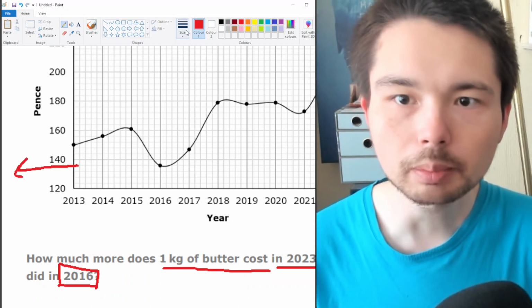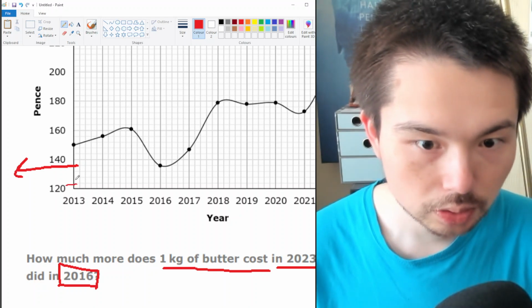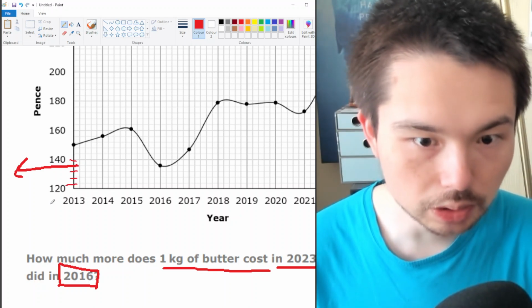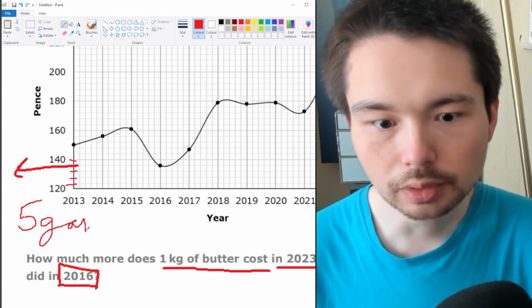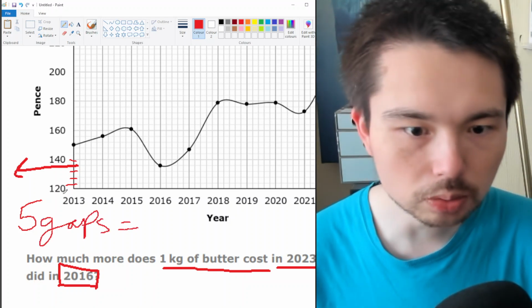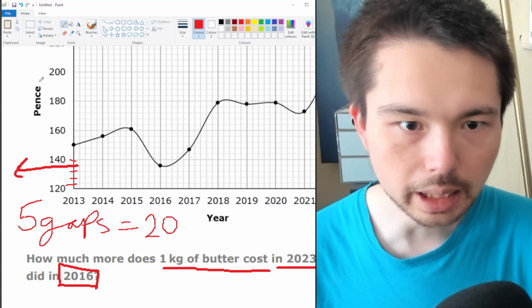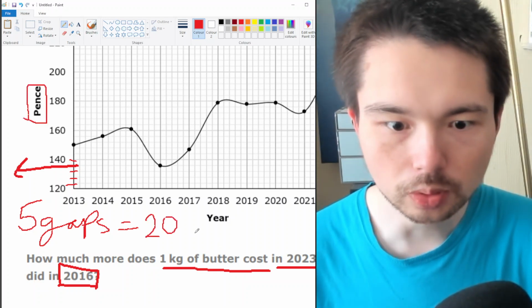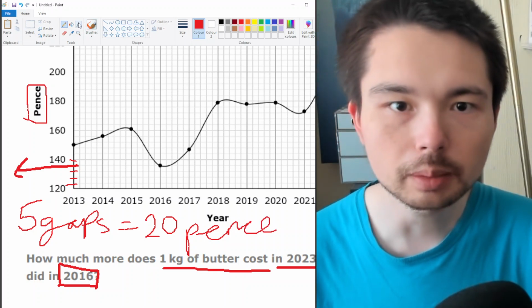Now, what is that number? Is it going up in ones? Is it going up in twos? Well, let's do it. Can you see there are 5 gaps? 5 gaps. And this is equal to what? Well, look, 120 to 140 is 20 pence. So what are we saying? I need to type. It's just so messy.